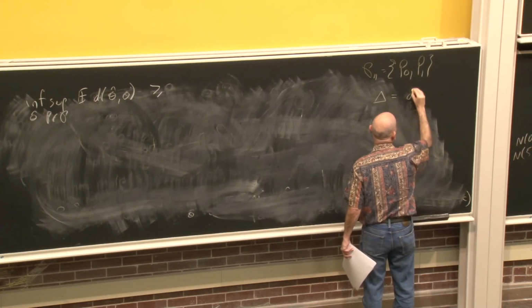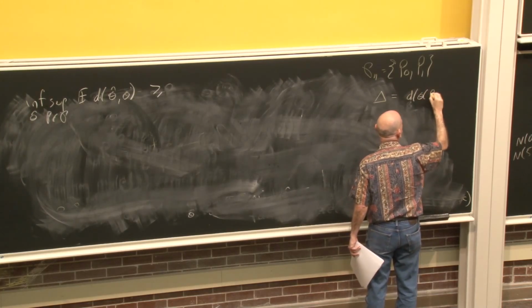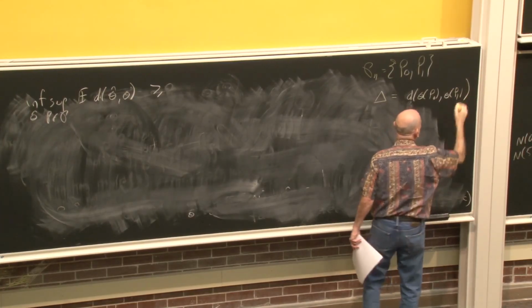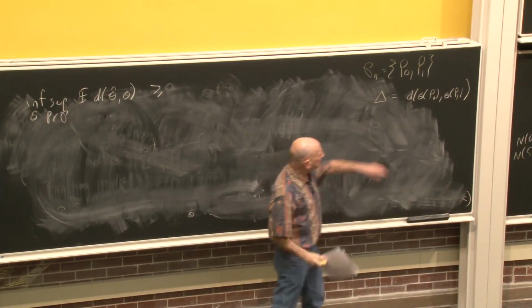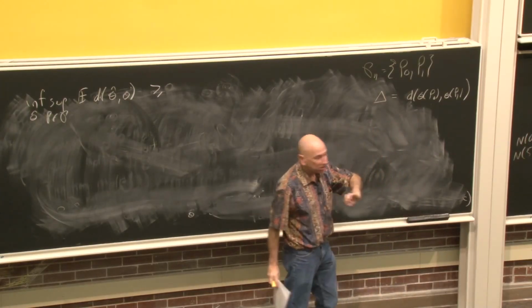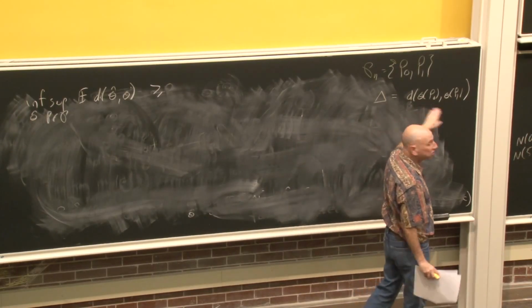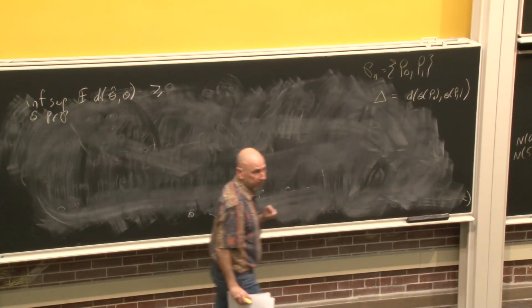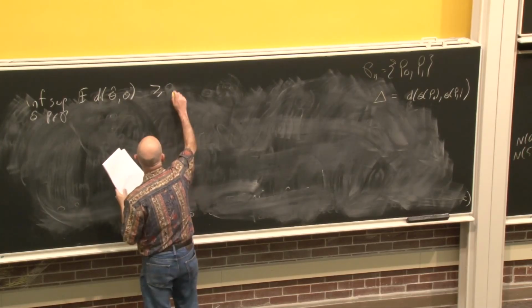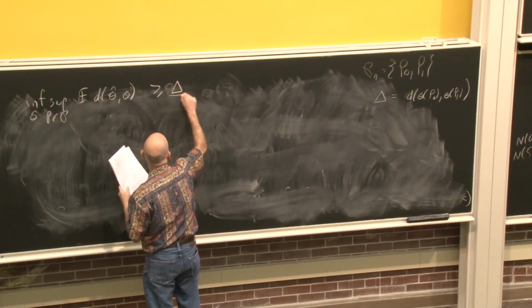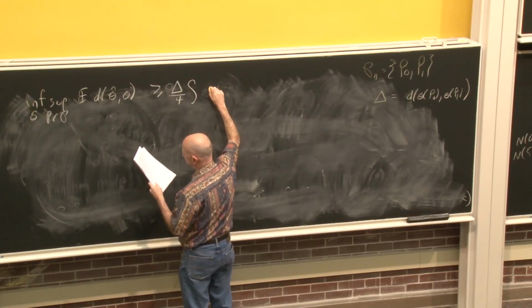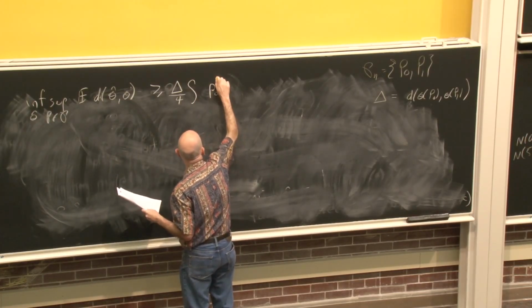It's the distance between theta of P0 and theta of P1. Again, this could be anything, right? This could be a density function, in which case this is some distance between density functions. It could be a parameter. It might just be the Euclidean distance between the parameters, whatever. And Le Cam's lemma says that this is bigger than or equal to delta over 4 times the following quantity. This is the product density.